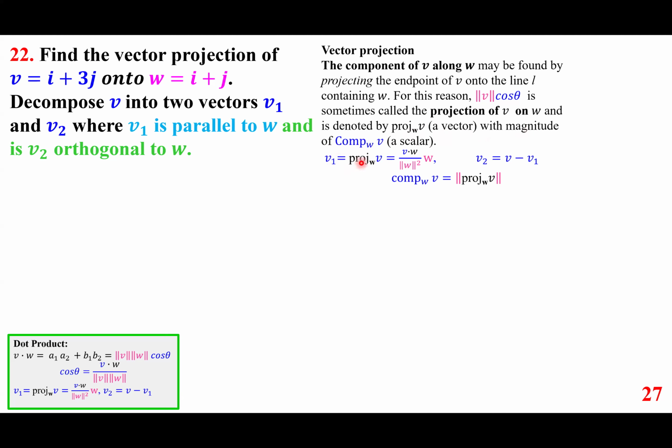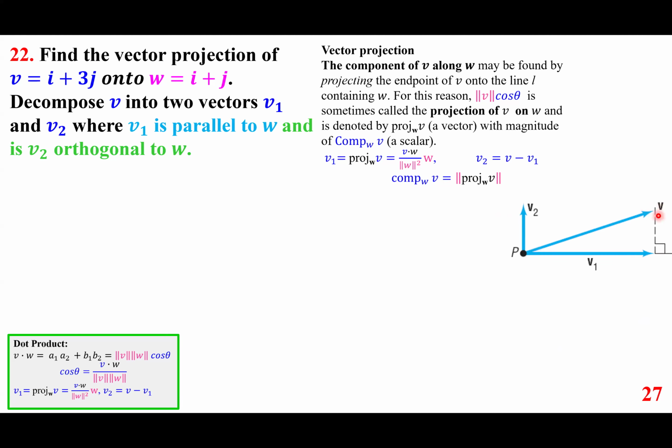V1 is a projection of V on W, which is V dot W over the magnitude of W squared. This is the magnitude of W times W. V2 is V minus V1, and the component of V over W is the magnitude of that. Okay, so the magnitude of that comes the component. Now, what do we mean by that? Let's look at it. If you have this vector, most of the time we may be interested in components along the x and y axis. Notice if you think of this as the x axis.